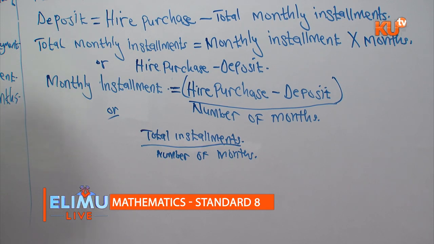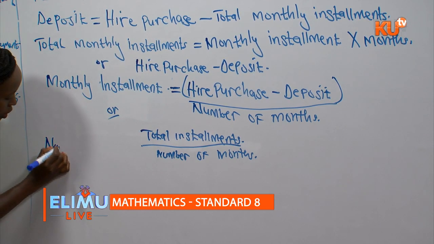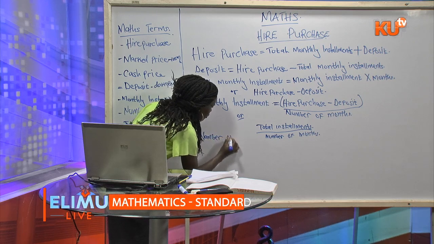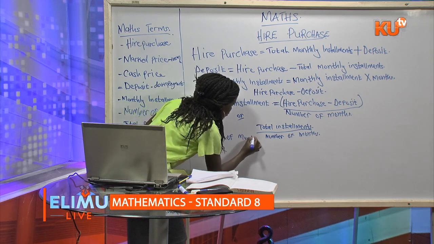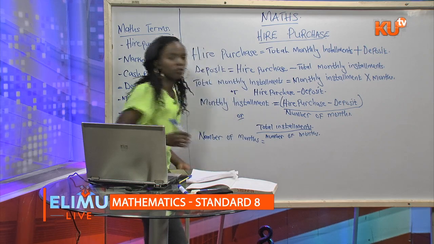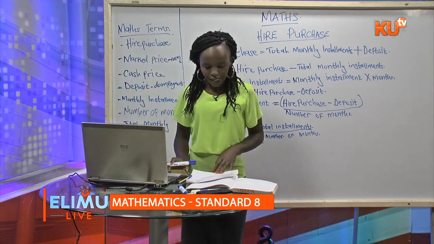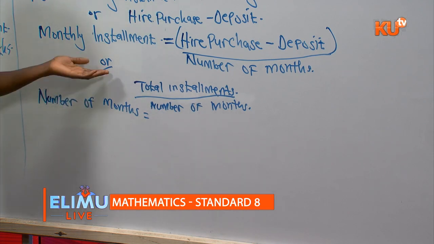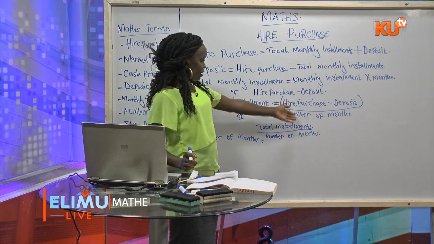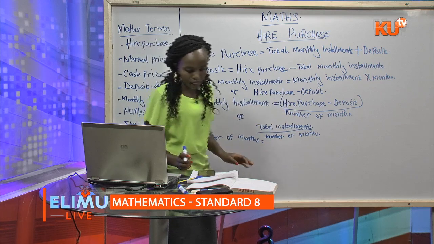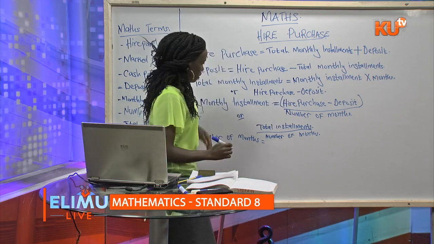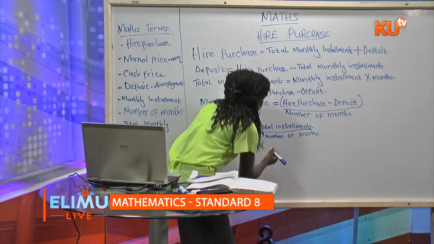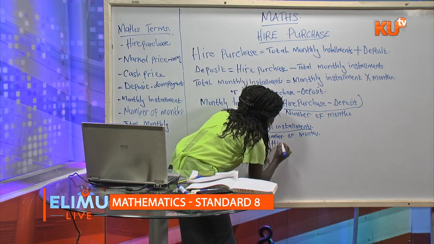And lastly, we have the number of months. How do we calculate the duration taken to pay the agreed amount? For us to get the number of months, we take the hire purchase. There are two ways of doing this. We take the hire purchase minus the deposit, divide by the monthly installment.